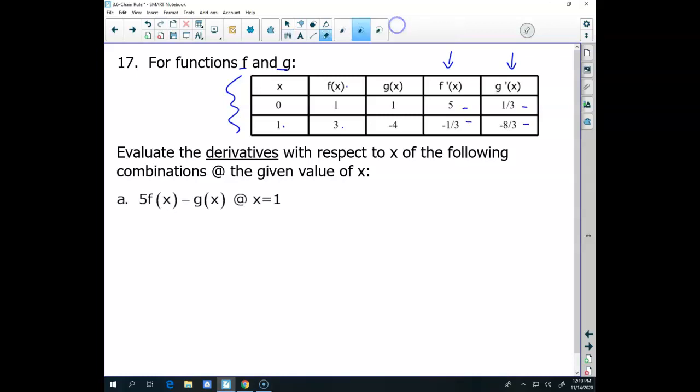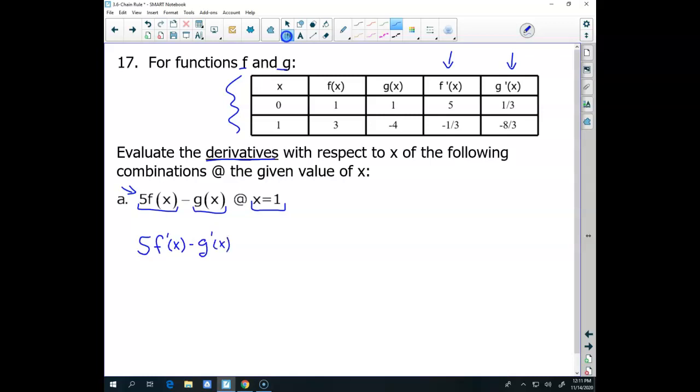So what we're going to do is we need to be able to come through and find symbolic derivatives. What the heck do you mean a symbolic derivative? Well, right here, what is 5 times f of x minus g of x? Well, they want to know what is the derivative of 5 times f of x minus g of x at x equals 1. So what I'm going to have to do is say, well, my derivative of this is going to be 5 times f prime of x minus g prime of x, okay?